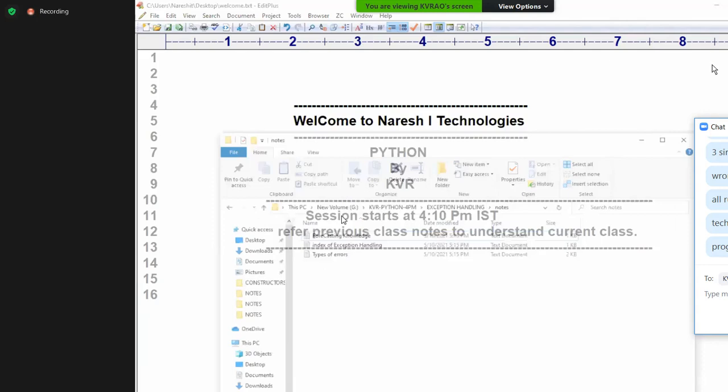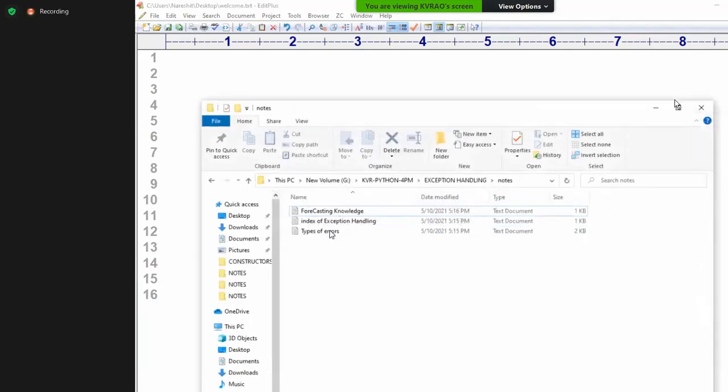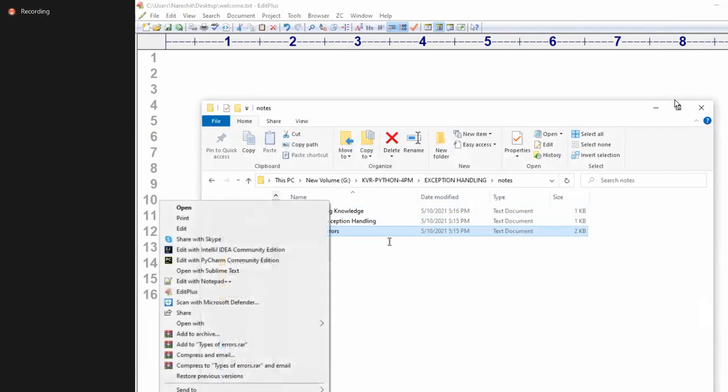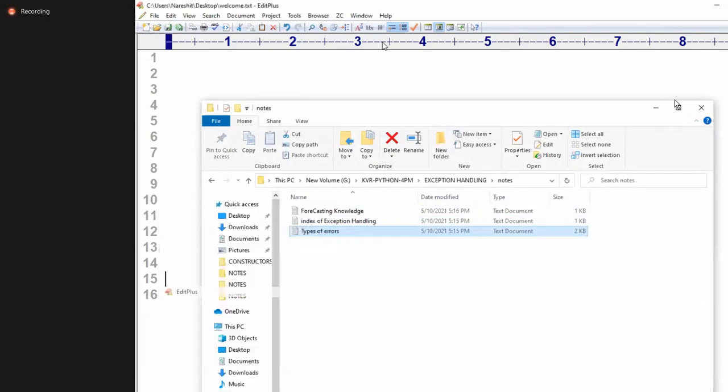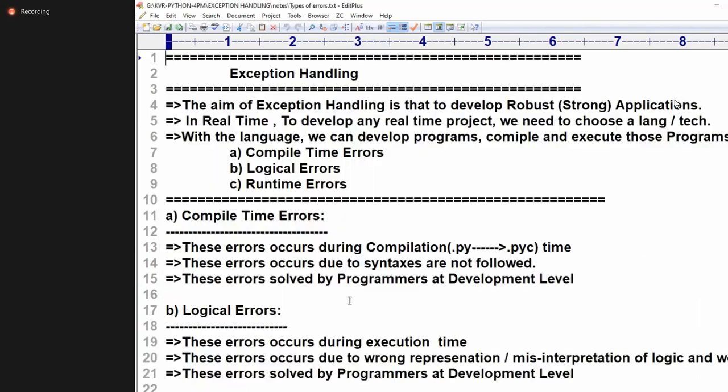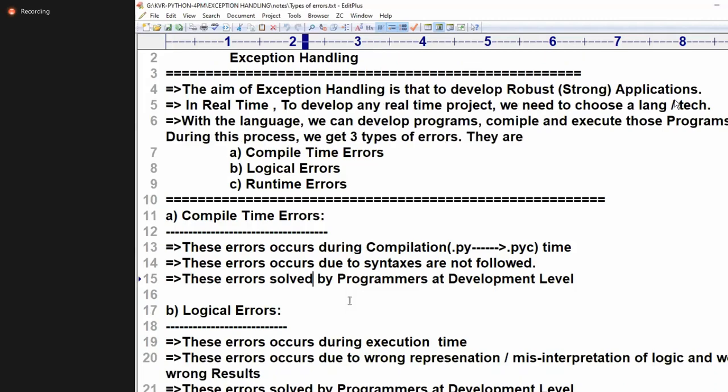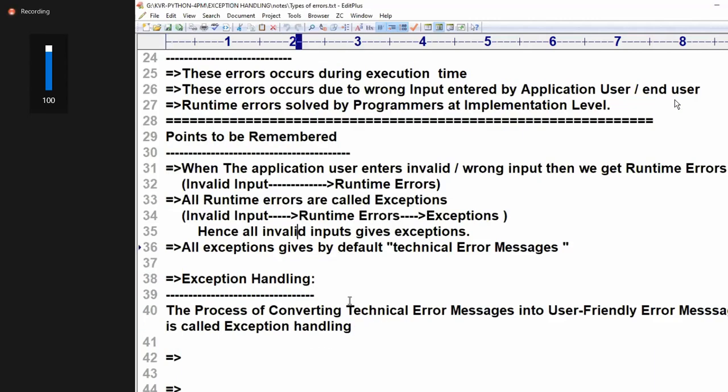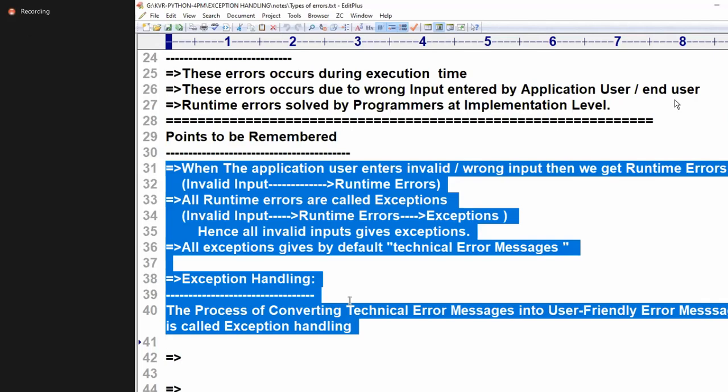Exception handling we can call it. We already started discussing this in yesterday's class. Some description we started in the last class. Types of errors we did, and some points we already prepared. Today we are learning some more new points in the class. So let us start understanding these new points. Please understand carefully.